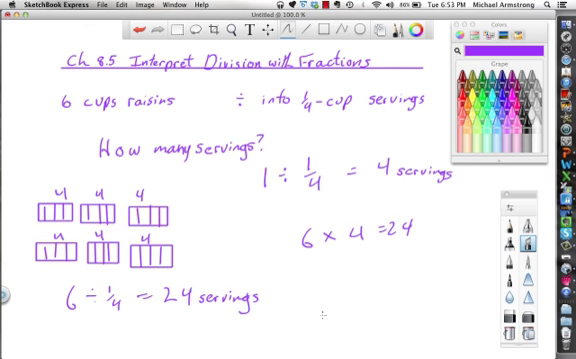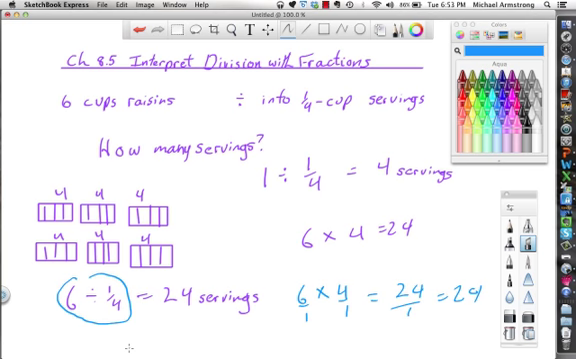Now we've already started learning about reciprocals, so let's do that real quickly, just to make sure. 6 divided by 1/4 looks the same as 6 times 4 ones. So 6 ones times 4 ones, where the reciprocal of 1/4 is 4 ones. That goes straight to 24 ones, which is 24. So we see that it works either way.